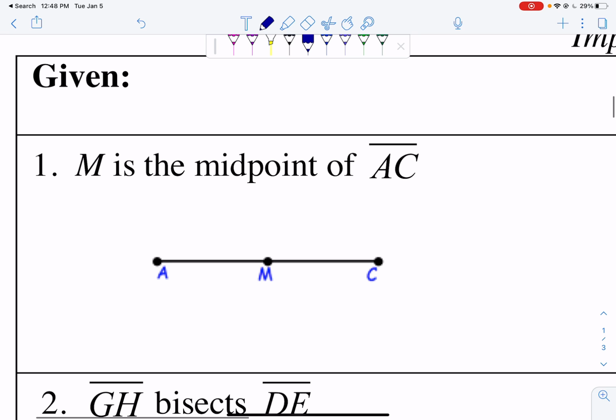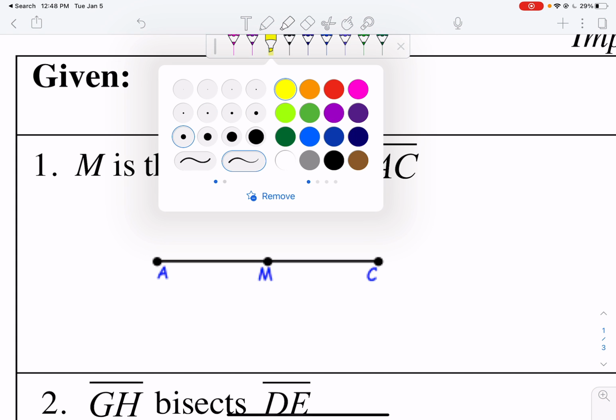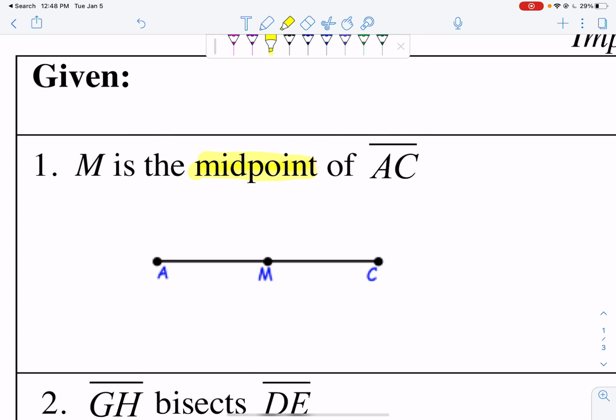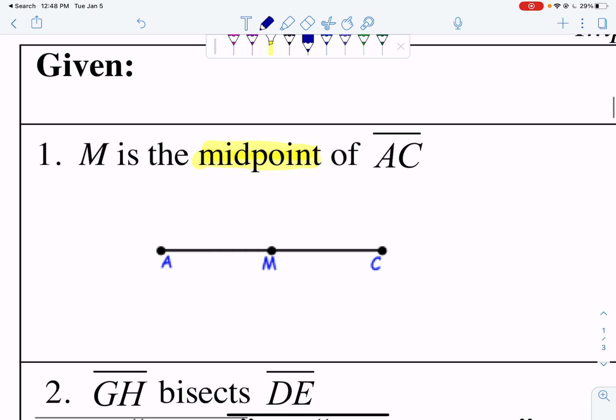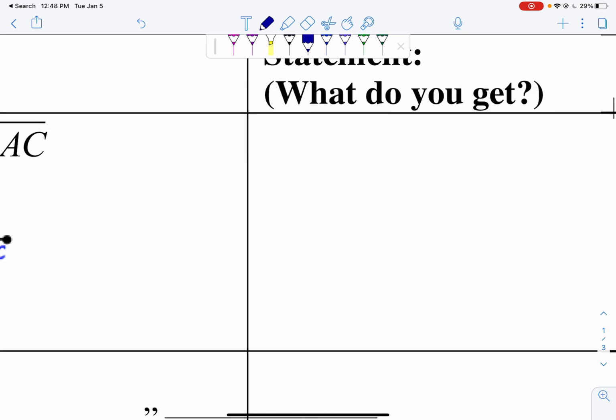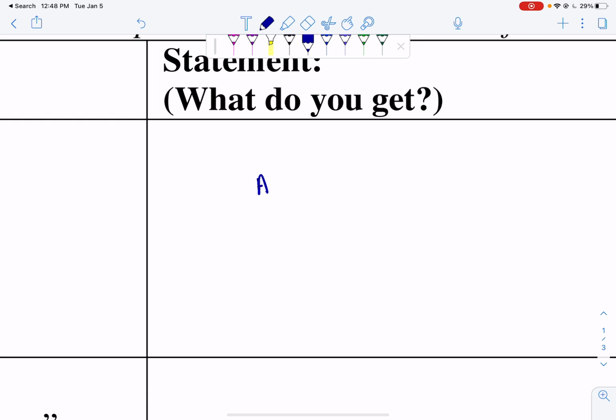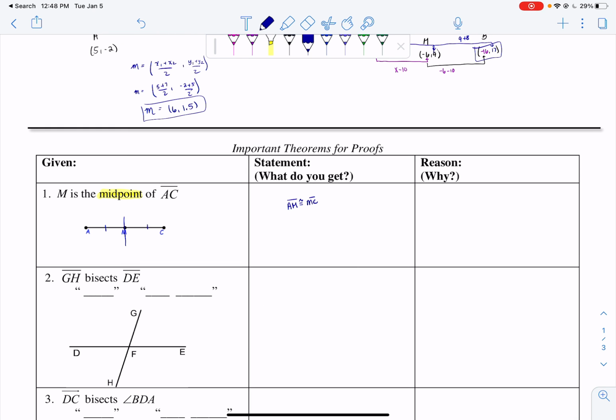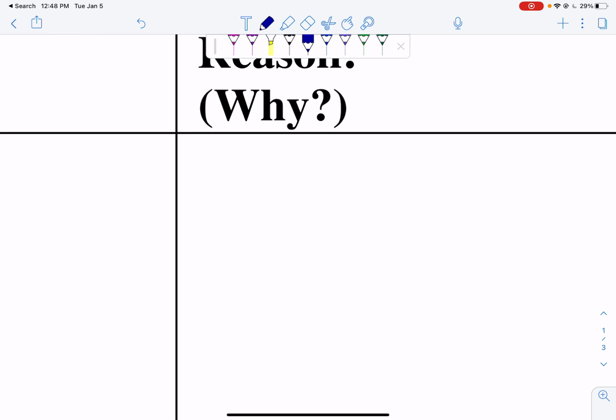You would be given this. It would say M is the midpoint of AC or something else. Whenever you see the word midpoint, I want you to think of congruent segments. So if I look, I know that M is the midpoint of this line segment, so I can say that line segment AM is congruent to MC. That would be my statement. I would say AM congruent to MC. Now, my reasoning would just be a midpoint creates 2 congruent segments.